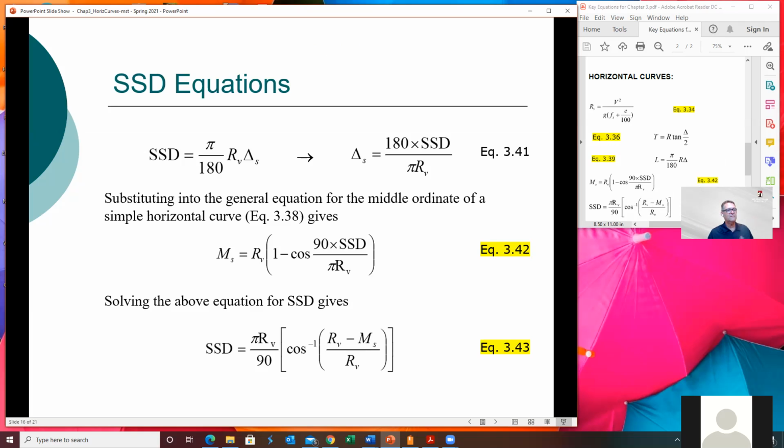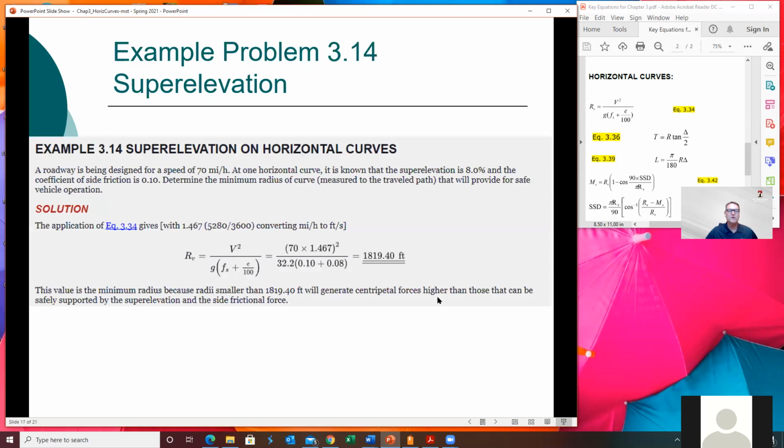With all that, we can now apply these concepts, and in particular all these horizontal curve equations over here, to solve some design problems. So the first one I wanted to go over is example 3.14. This is a very simple problem on super elevation for horizontal curves. It deals with this first equation, 3.34 here.